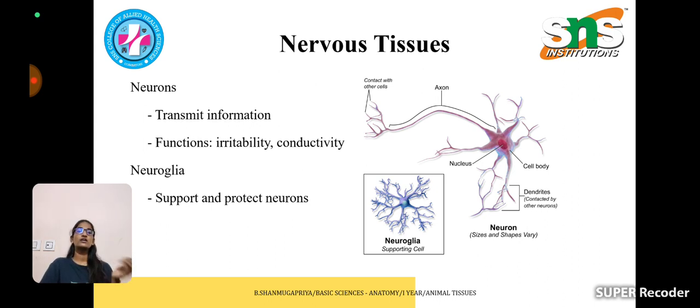For neuroglia, it supports and protects the neuron. So this is the basic description of nervous tissue.